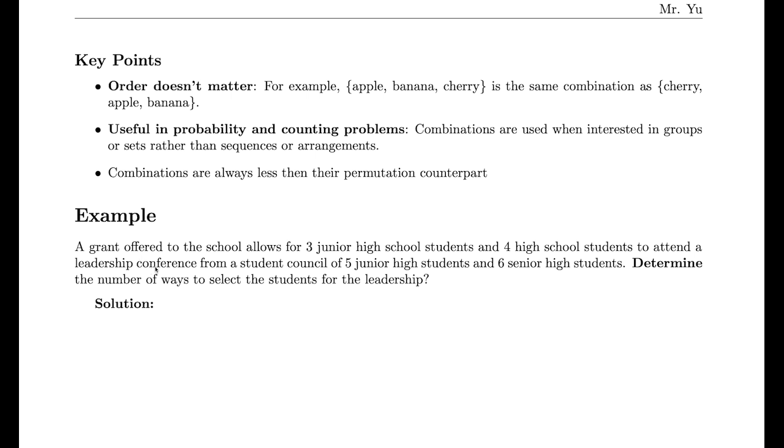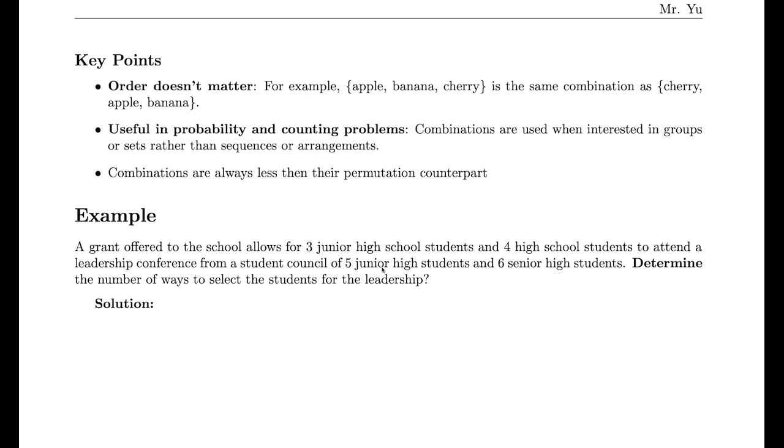There's a grant offered to the school that pays for 3 junior high school students and 4 high school students to attend this leadership conference. And they're chosen from a student council that has 5 junior high students and 6 senior high students. So let's determine the number of ways to select the students for leadership. So I think we have 2 selections that we have to do here. We first have to select the junior high students from the pool of junior high students, and then we have to select the number of high school students that are going to this conference from the pool of senior high students. Okay, so let's first find the number of junior high students.